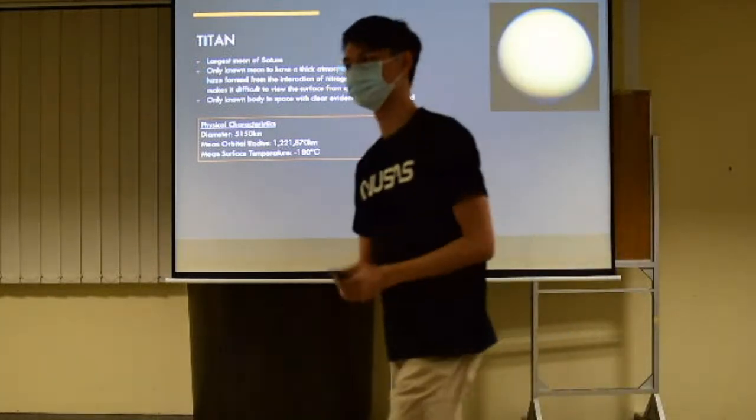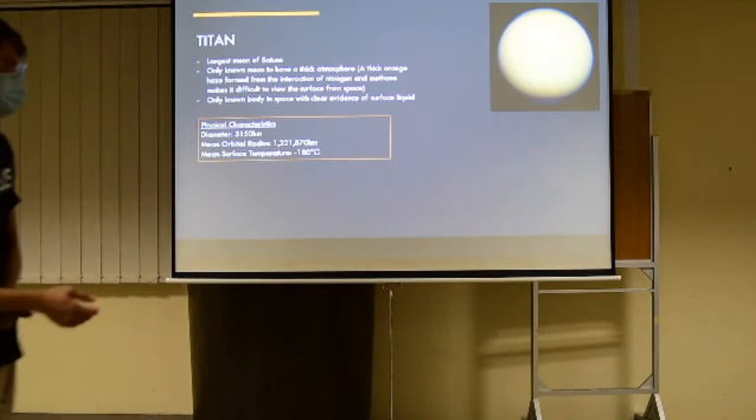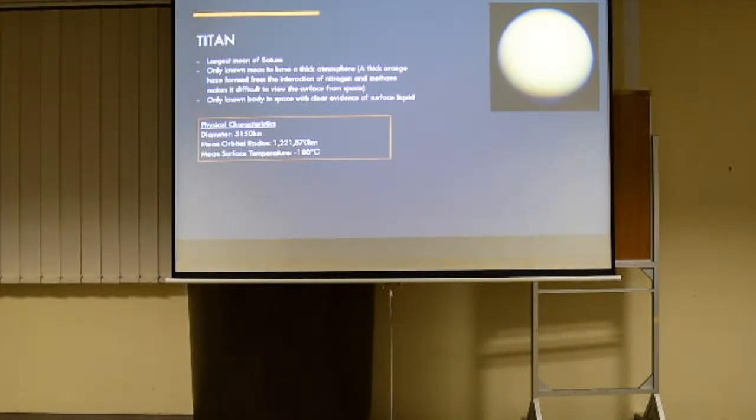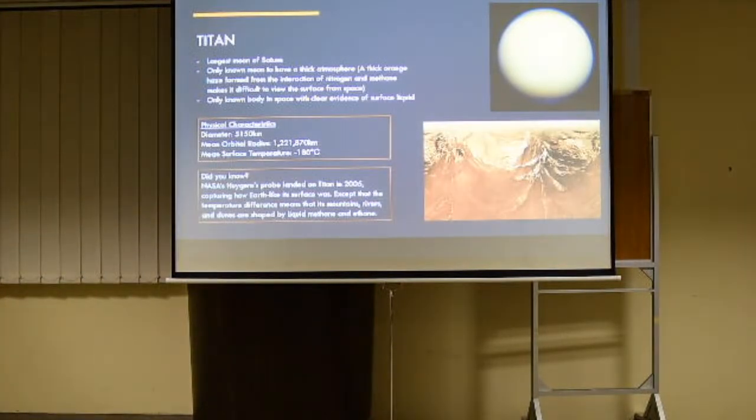How do they know? Well, they didn't use the Hubble Space Telescope. This time, in 2005, they landed the Huygens probe on Titan. As you can see, as the Huygens probe was descending to Titan, it captured this image. It actually has a lot of geological formations similar to our Earth. So there's mountainous regions, plains, river deltas.